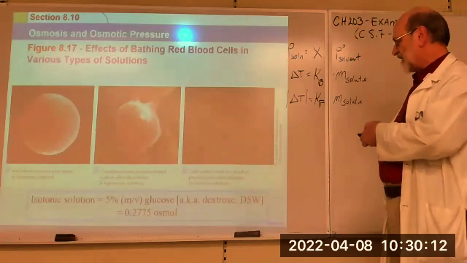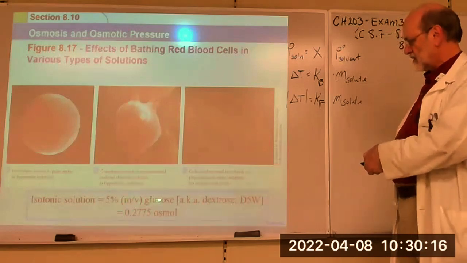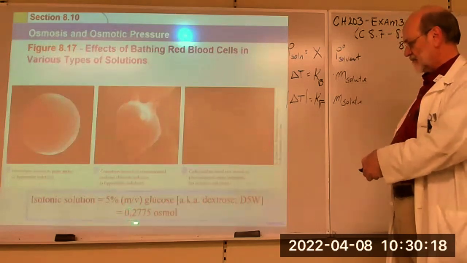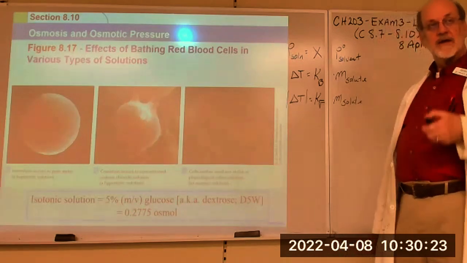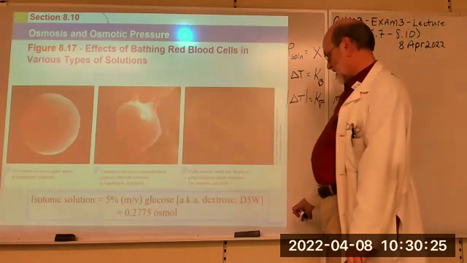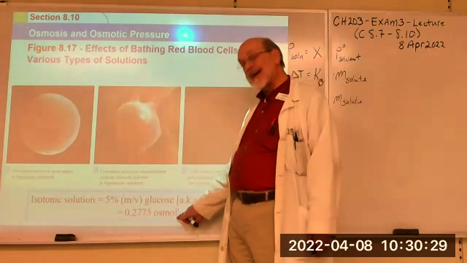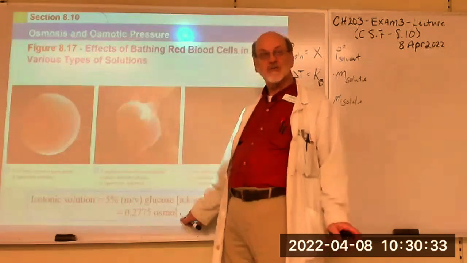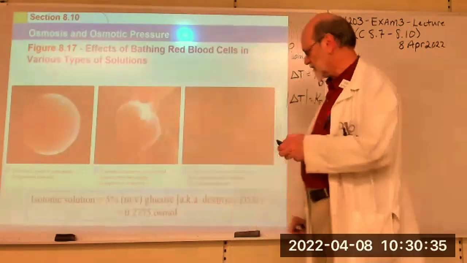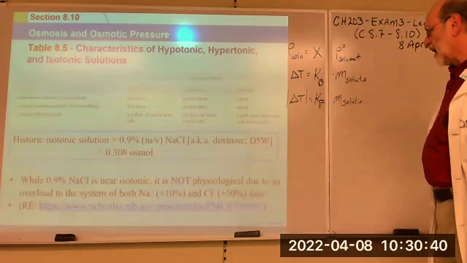But I did the calculations for this and converted this to osmolality. And it's 0.2775 osmol. 0.9% sodium chloride is not exactly 0.2775. I think it's a little higher than that, but not too much higher.